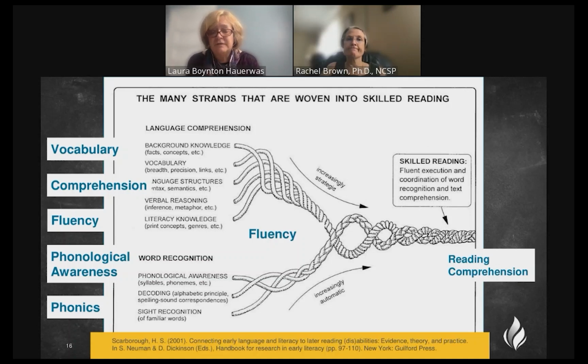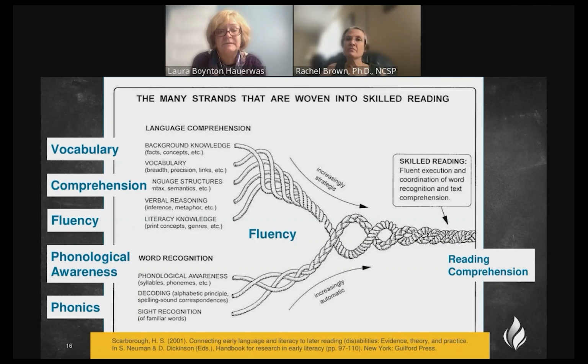Soon after that, Hollis Scarborough developed this metaphor. She quickly drew and then ended up publishing these strands of a woven rope to describe these elements of reading. She expanded a little bit on the 5 areas to talk about components related to language comprehension that we see on the top of this drawing.